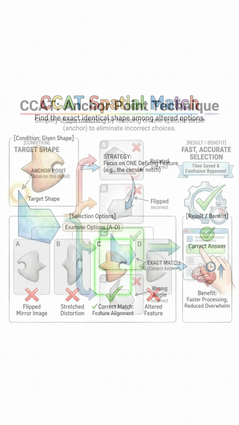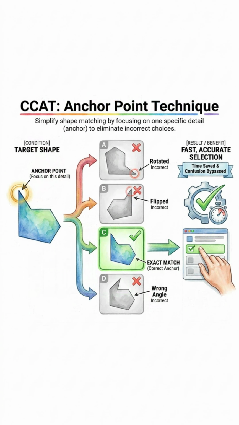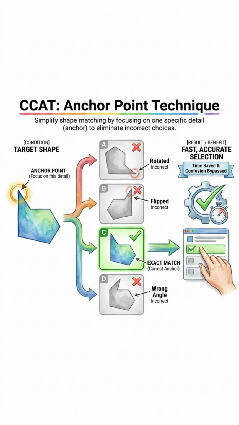The best way to evaluate matching shapes is to use the anchor point technique. Choose one specific corner, an odd angle, or an asymmetrical curve on the target shape and use it as your anchor point. Once you have this anchor point locked in your mind, quickly scan the answer choices looking only at that specific detail. You will find that 2 or 3 answer choices instantly fail the test because that one specific corner or angle is pointing the wrong way. By focusing on one small detail, you bypass the confusion intended by the test makers.